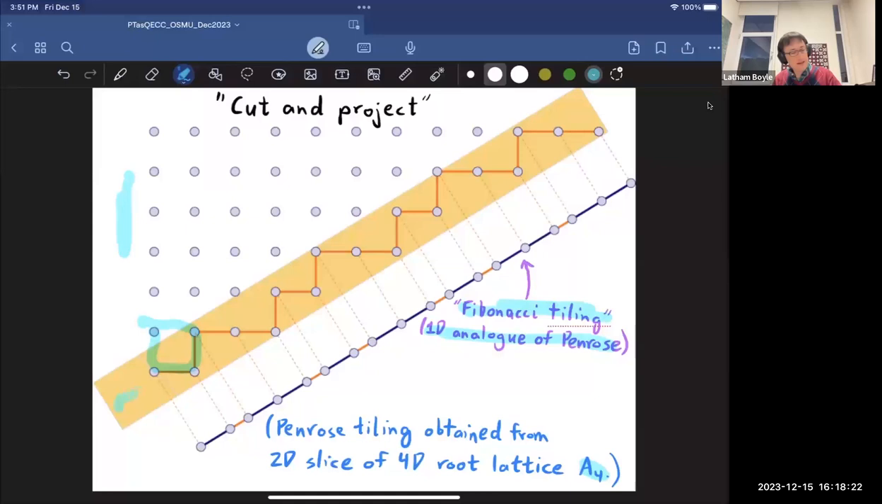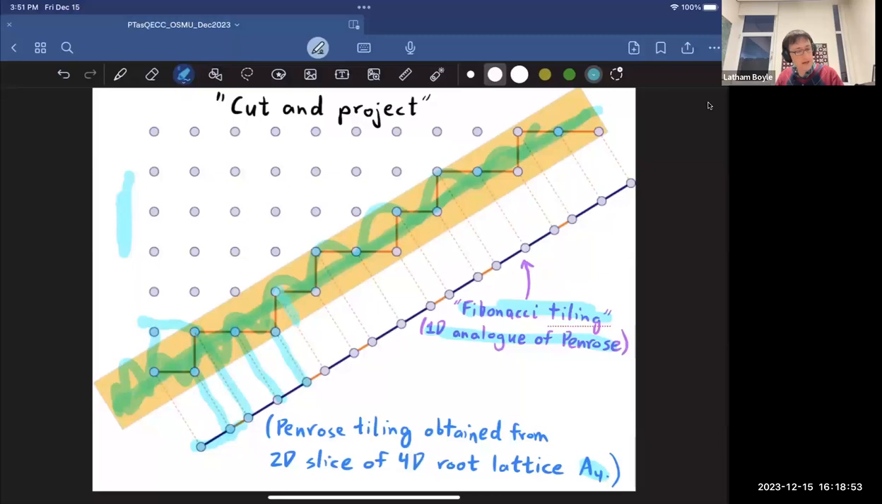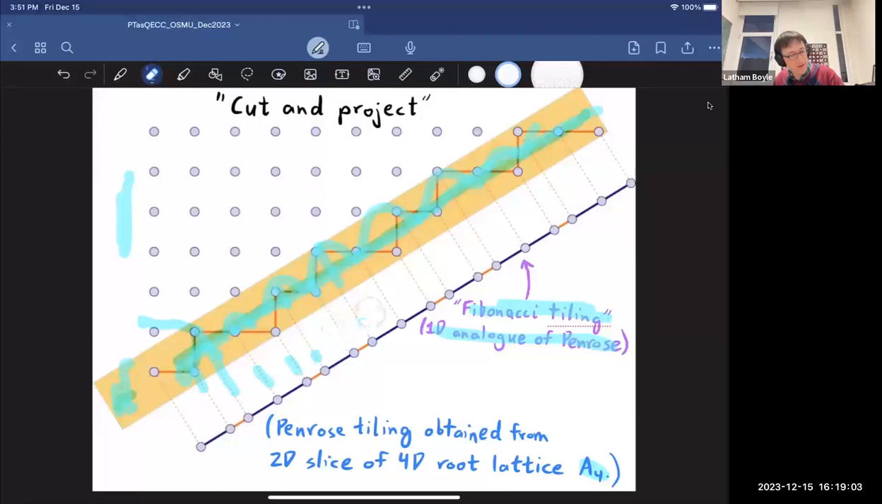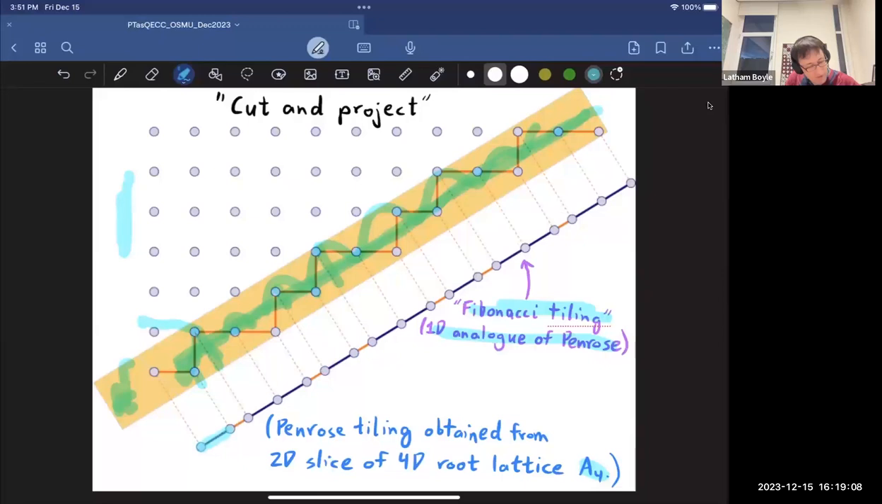If I want to get this Fibonacci tiling, it turns out I want to take the slope to be 1 over the golden ratio. That's how I get my orange strip here. And then the idea is that every time my orange strip intersects one of the vertices of the lattice, I orthogonally project that vertex onto the line whose slope I'm using to create the strip. I'll generate in that way a one-dimensional pattern with two different tiles, a long tile and a short tile: long, long, short, long, short, long, long, short.